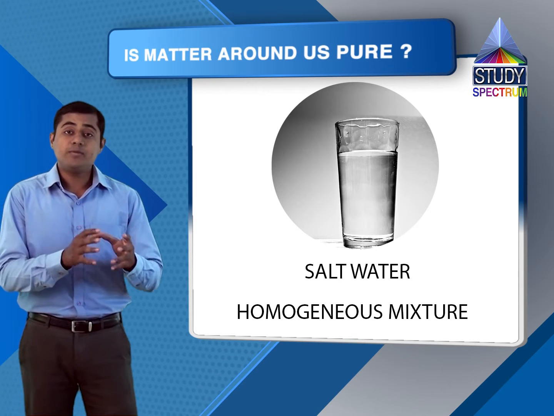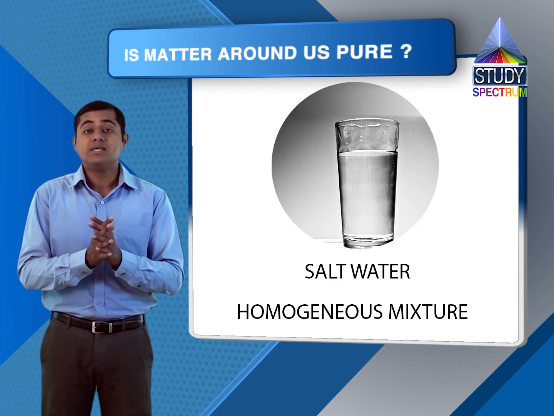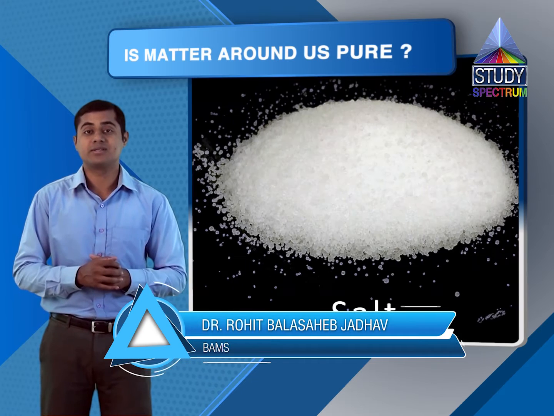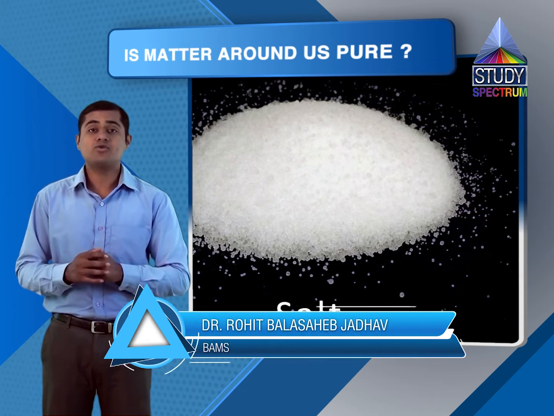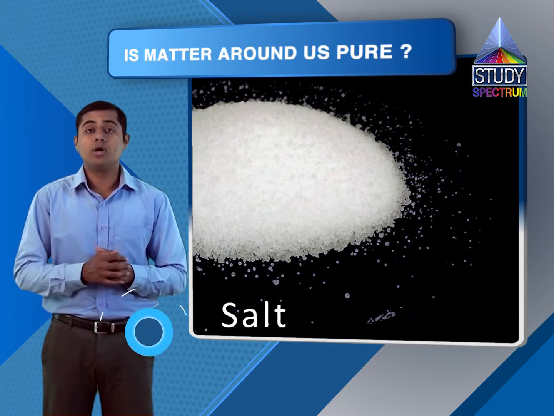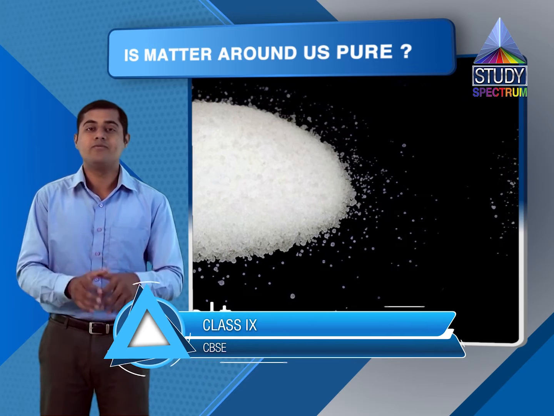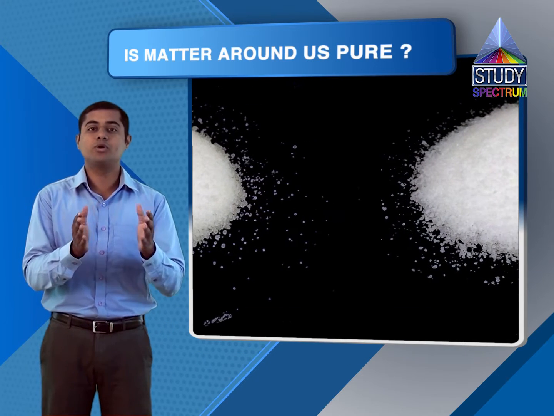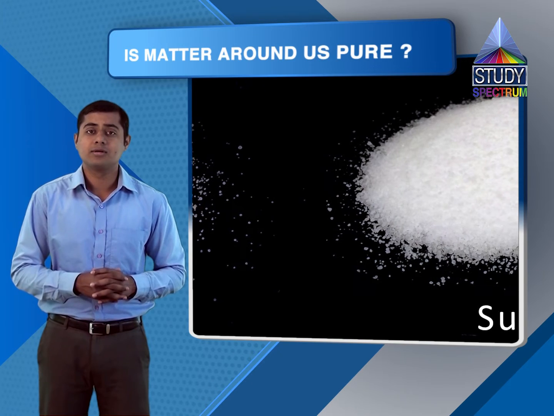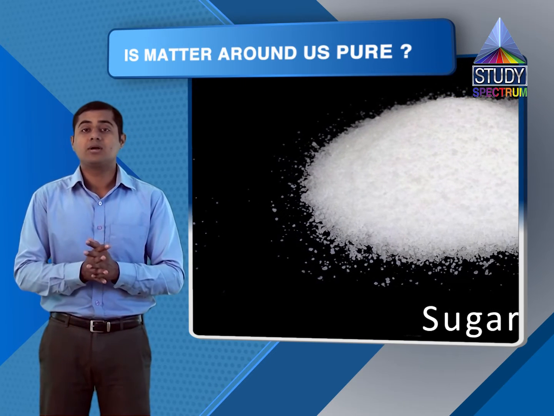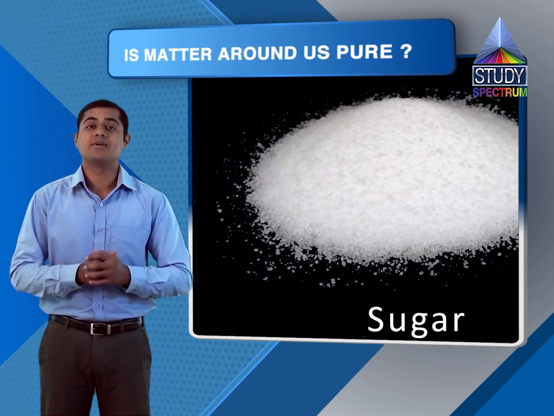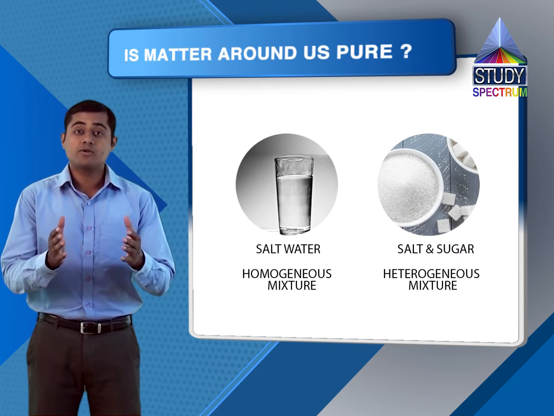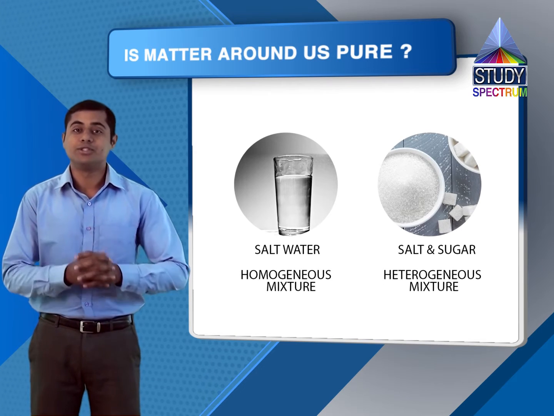So, when the distribution of the particles of two substances in the mixture is the same throughout, it is called a homogeneous mixture. But let's take that same salt and take some crystals of sugar, and mix them. What do we get? We get a heterogeneous mixture. Why? Because the distribution of the salt and sugar particles into each other is not uniform. So homogeneous mixture and heterogeneous mixture are the two types of mixture.